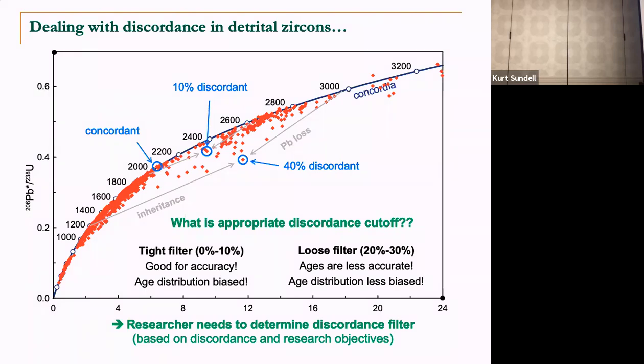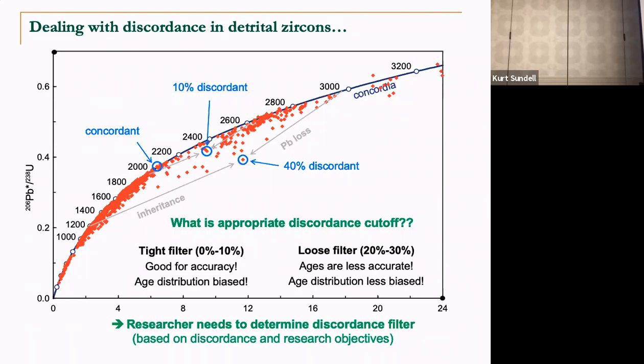So for the tighter filter, you're only including the most concordant analyses. Older grains have had more time to have lead loss or to inherit. And so they're usually, first of all, less precise, and two, they often have these complicated histories. Does that make sense? Cool.